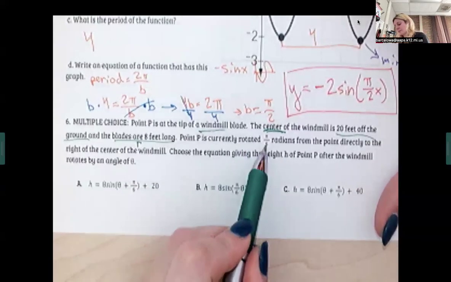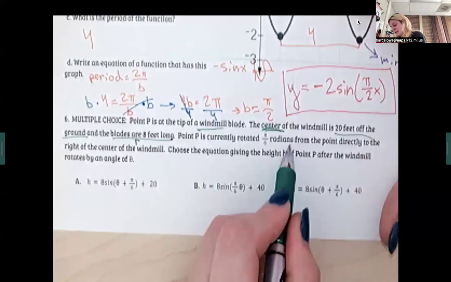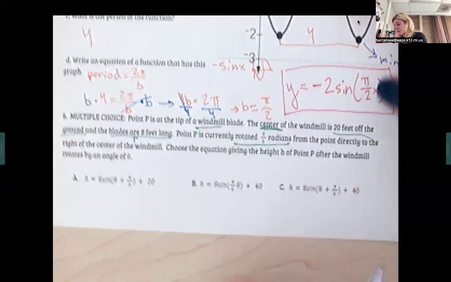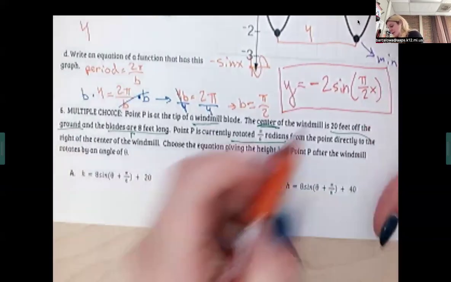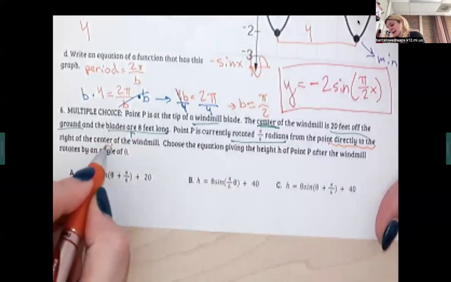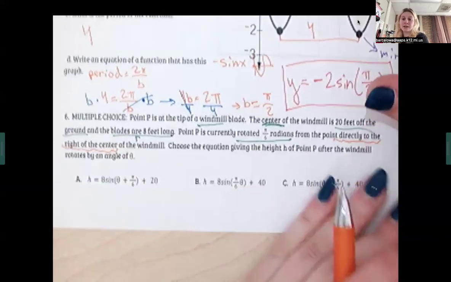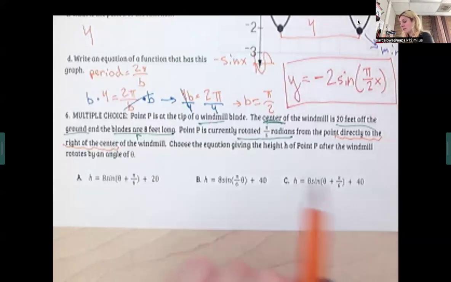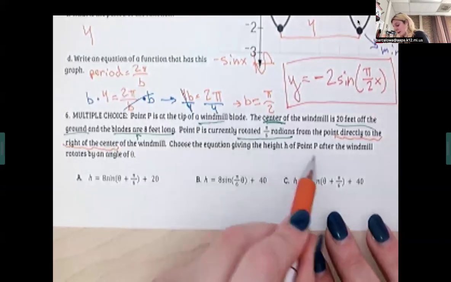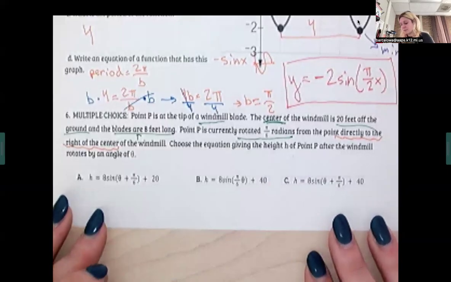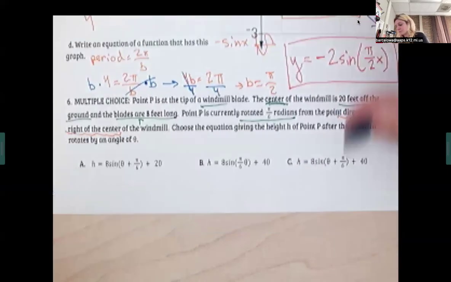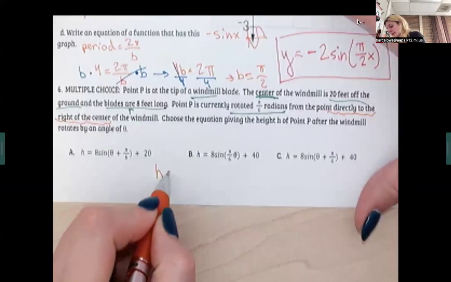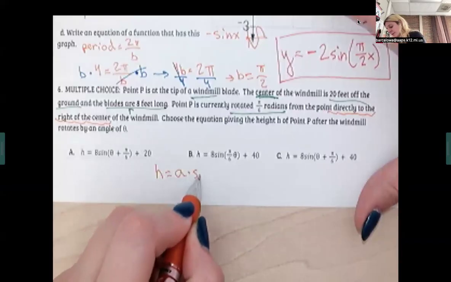Point P is currently rotated pi over 6 radians from the point directly right of the center. Whenever they say directly right of the center, that means our 0 degree mark on our unit circle. Okay, choose the equation giving the height of point P after the windmill has rotated. So let's get a standard structure going on here.